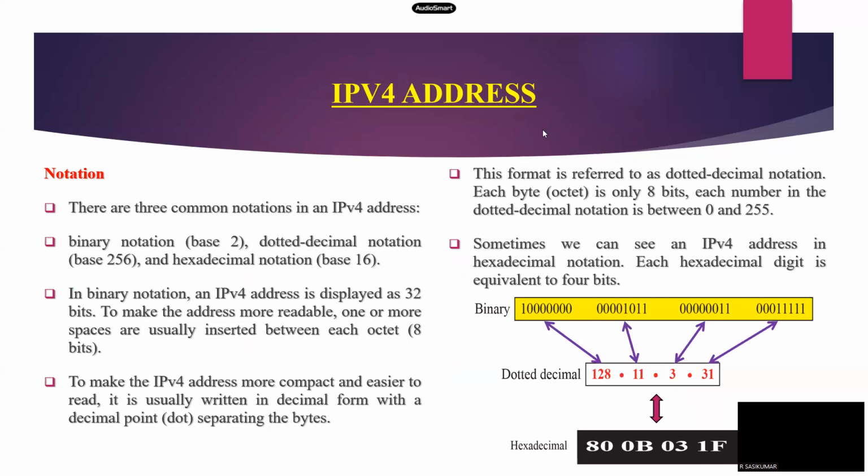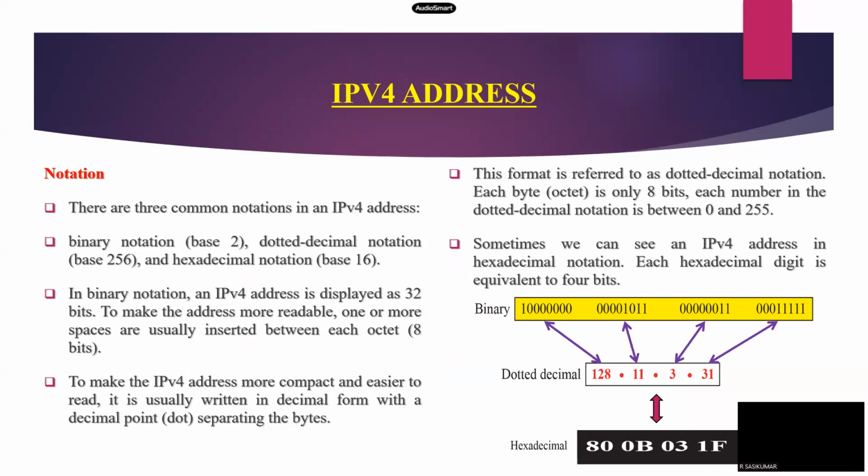So the notation, there are three common notations available in IPv4, Internet Protocol Version 4 address. The first one is binary notation, the base is 2, and the second one is dotted decimal notation, the base is 256, and the last one is hexadecimal notation, the base is 16.